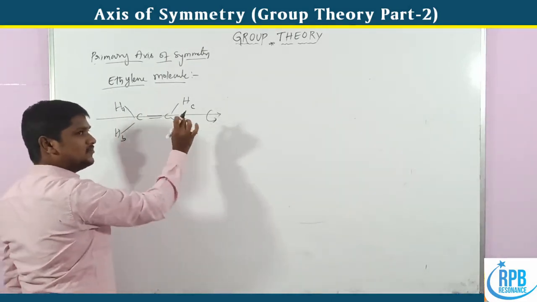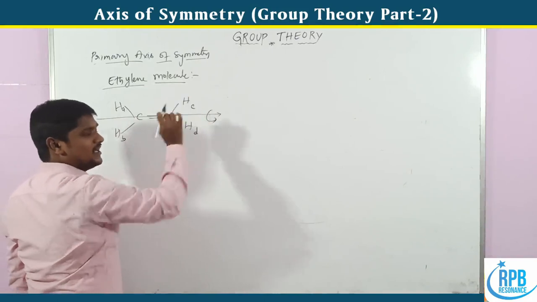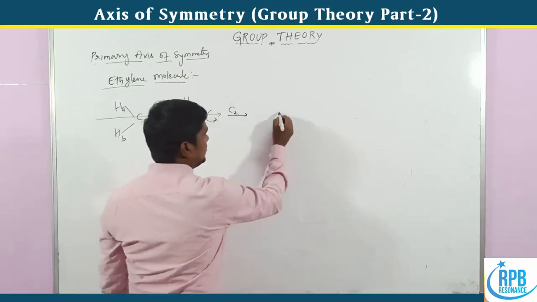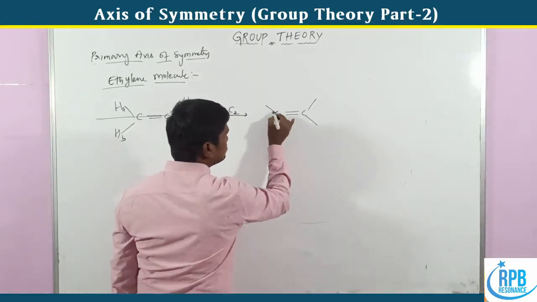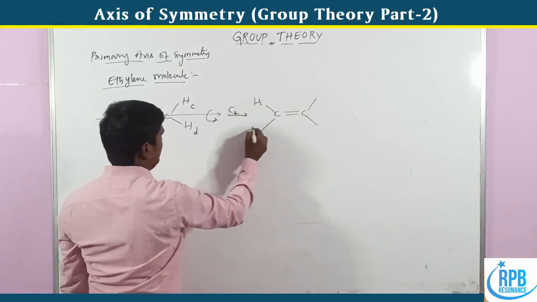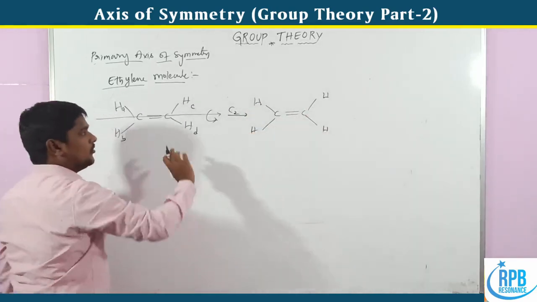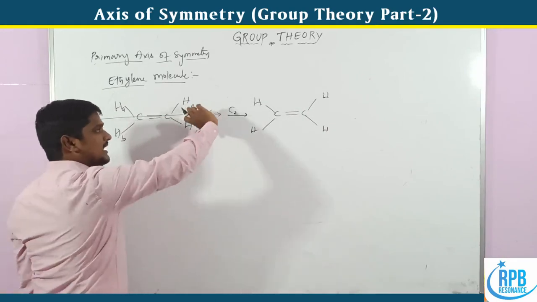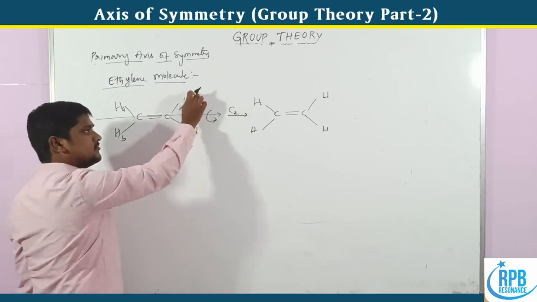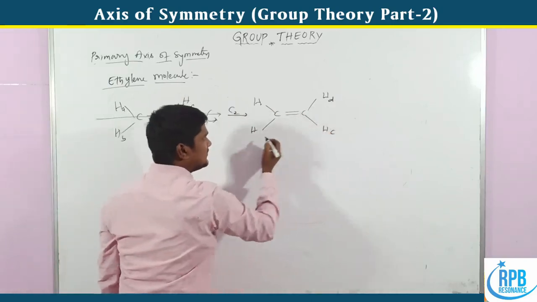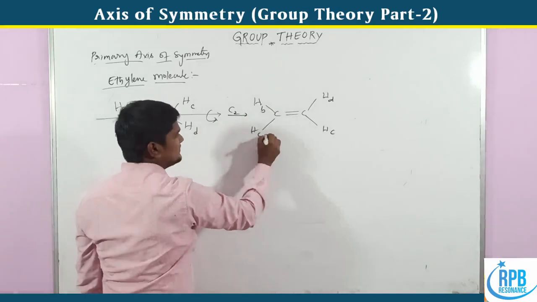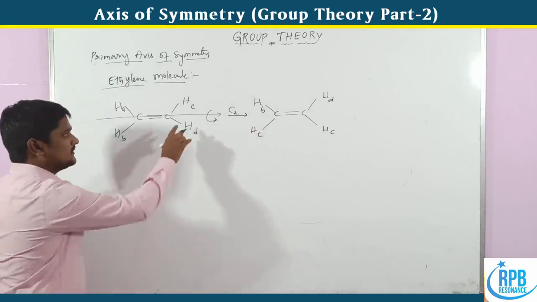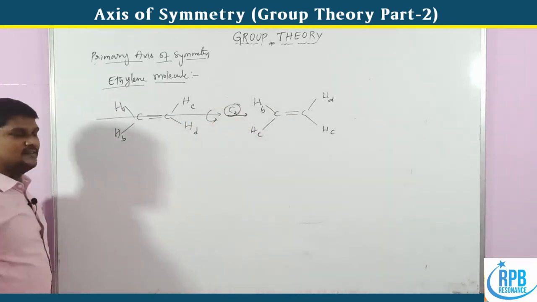The C2 axis cannot change the equivalent configuration. That's why here it is the C2 axis of symmetry, through the C double bond C. On performing the C2 rotation through the two carbon atoms, HC shifts over there and HD shifts over here. One more rotation produces the identical configuration. So this is the first kind of C2.